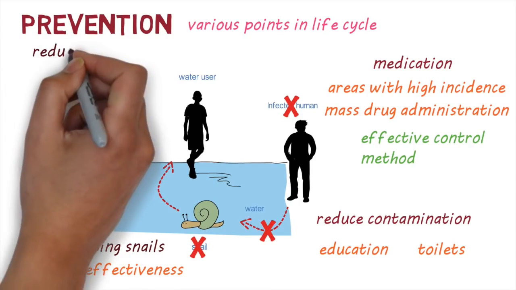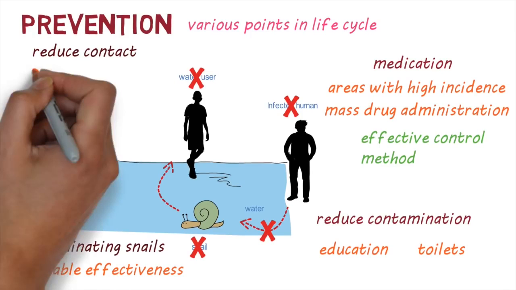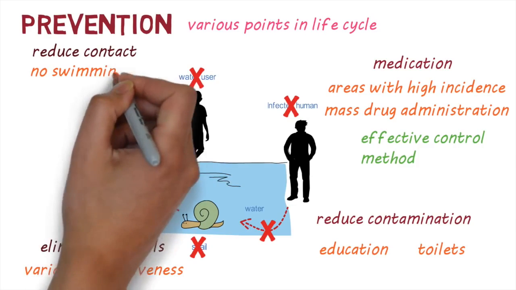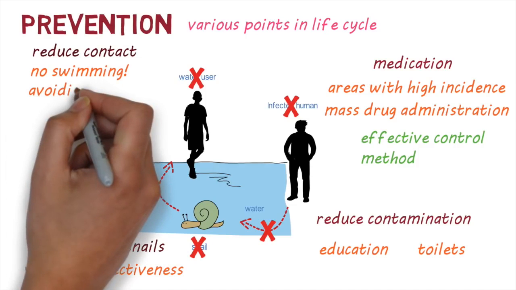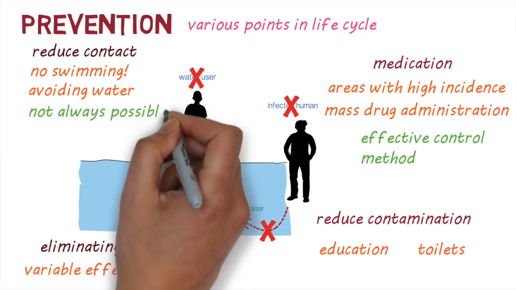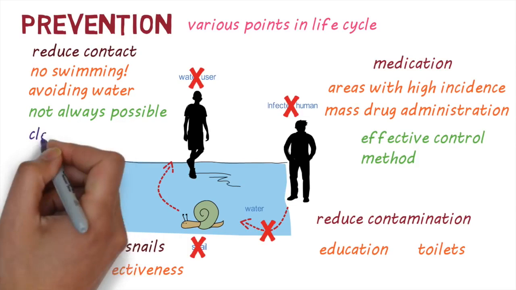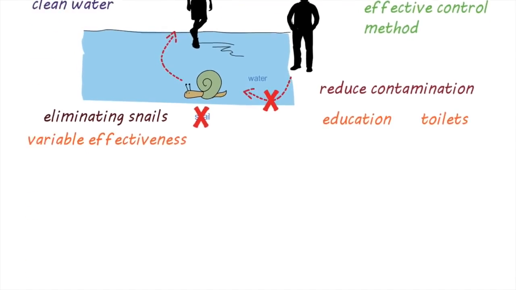The other way to prevent the transmission of disease is through reducing contact with contaminated water. Tourists can be advised not to swim or wade in areas that are known to have schistosomiasis. However, avoiding water can be hard to do for people who live near water and depend on it for their livelihood or for basic functions. Providing clean water sources for drinking, cooking, or washing clothes can reduce contact with contaminated water.